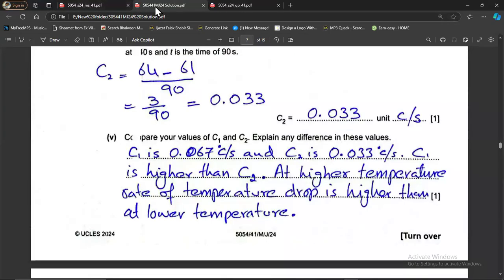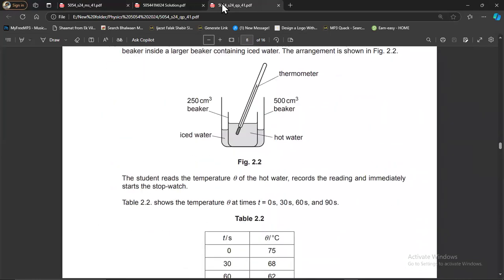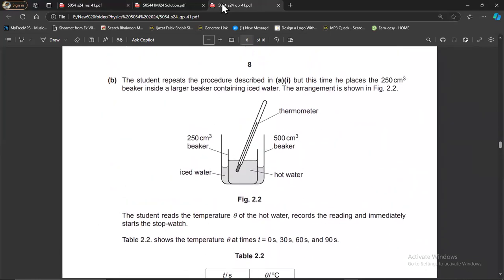Okay, so let's go to the next part. Okay, this is question number 2. It's B part. He says the student repeats the procedure described in the first part, but this time he places a 250 centimeter cube beaker inside a larger beaker containing iced water. You see, first in experiment number 1, they took a 250 centimeter cube beaker and put hot water in it and put it on the table. So it's in contact with the surrounding.